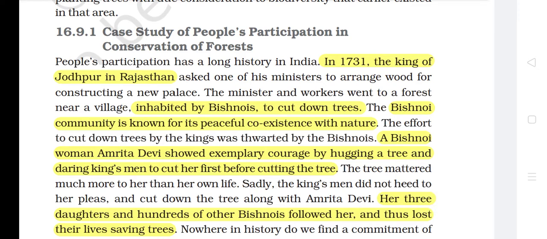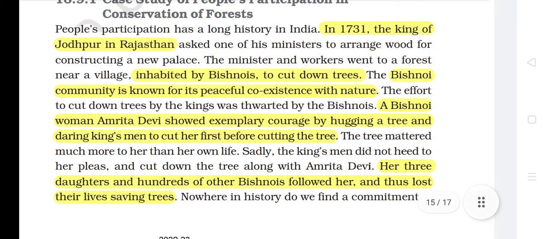16.9.1 Case study of people's participation in conservation of forests. People's participation has a long history in India. In 1731, the king of Jodhpur in Rajasthan asked one of his ministers to arrange wood for constructing a new palace. The minister and workers went to a forest near a village inhabited by Bishnois to cut down trees.